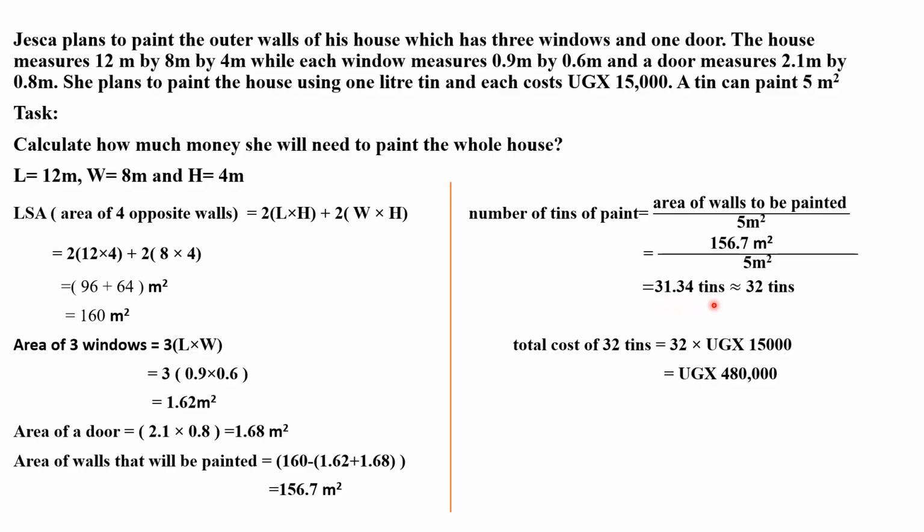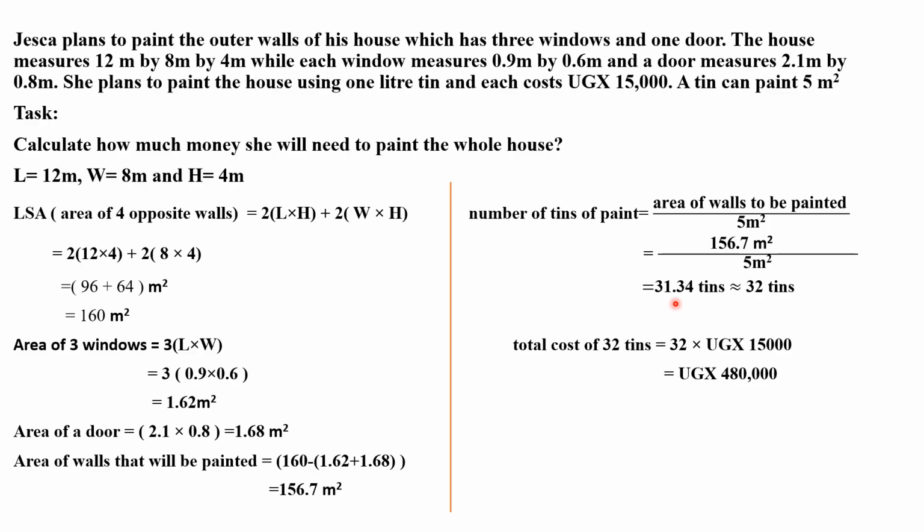Now please don't end here at 31.34. No, you cannot go to maybe the hardware and buy half a tin. No, they don't sell half tins. If you want 31 and another tin which is not full, they don't sell half tins of paint at the hardware. So you'll buy 32 tins, you paint, even if you remain with some paint in the tin. But it's better to have much than having less.